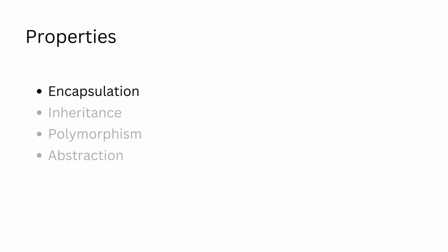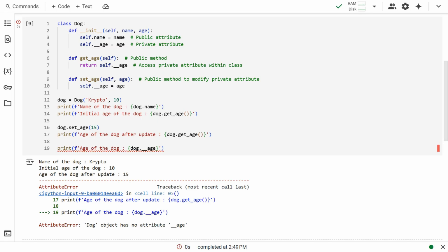Encapsulation refers to the bundling of attributes and methods into a single unit. It also restricts access to certain details of an object's implementation, making the object's data safe from unintended modification. In Python, you can restrict access using private and public access modifiers. Public members are accessible from outside the class. Private members are prefixed with a double underscore, indicating that they should not be accessed directly from outside the class.